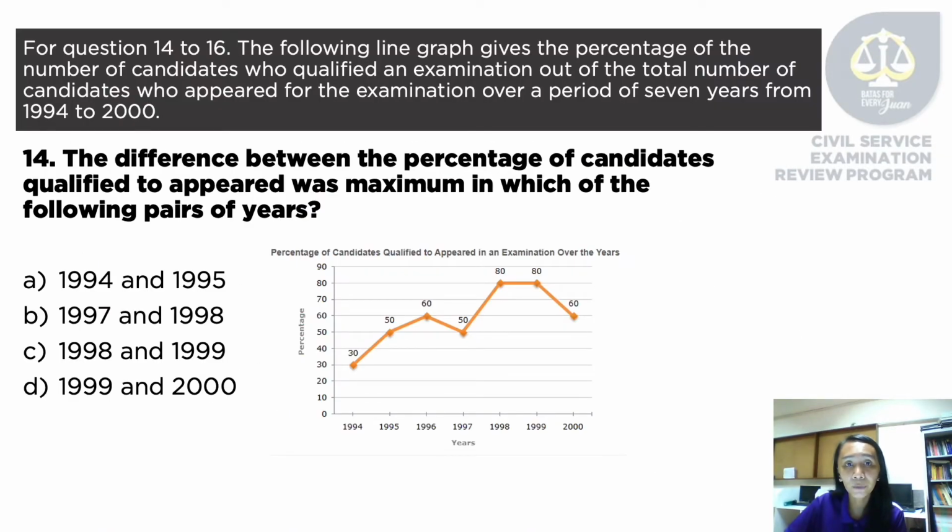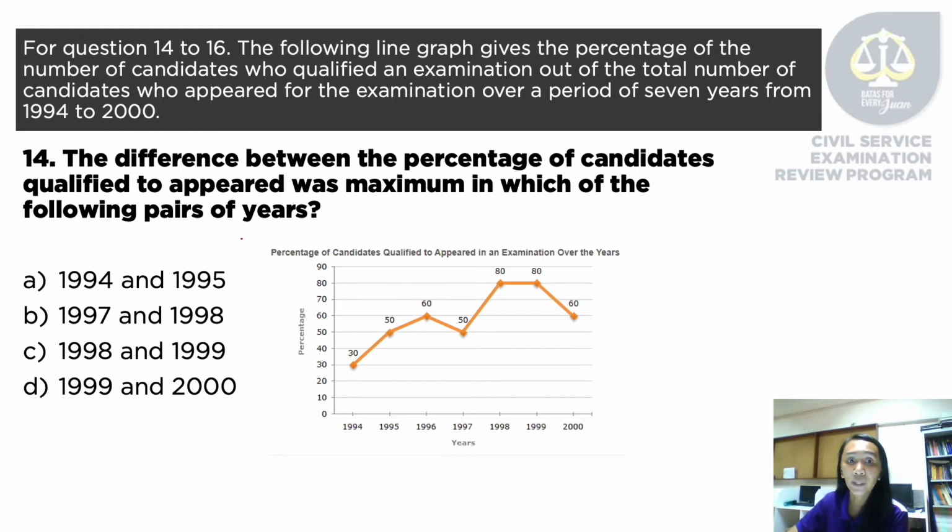Okay, for the following questions, number 14 to 16, the line graph gives the percentage of the number of candidates who qualified an examination out of the total number of candidates who appeared for the examination over a period of 7 years from 1994 to 2000. First question: the difference between the percentage of candidates qualified to appear was maximum in which of the following pairs of years? So basically, we are just looking for the pair with the highest difference between these paired years.